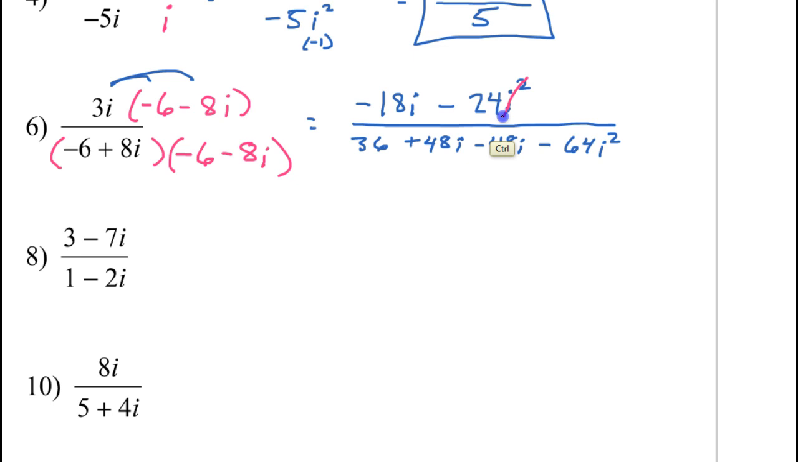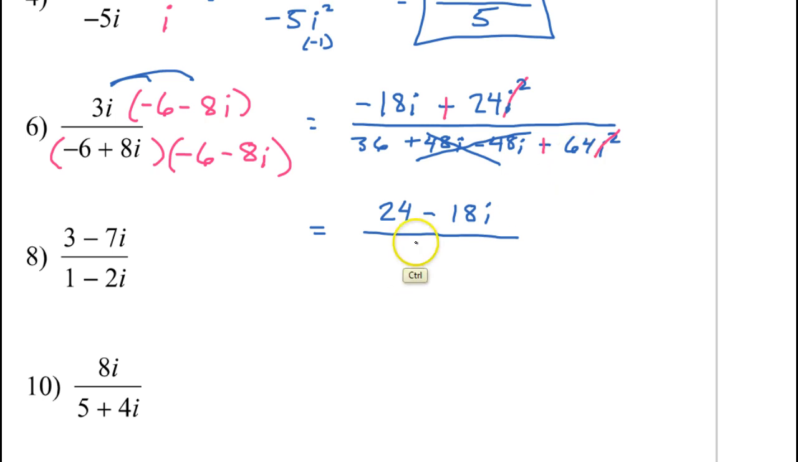Now watch out, because I see i squared, and i squared is negative 1. So if this is really a negative 1, then that's going to turn this into a positive 24 with no i's. Negative 64 times negative 1 is going to be positive 64 with no i's. Okay, so these are positives now. So combining like terms, I'm going to put the positive 24 in front like you do. So 24 minus 18i, that's our standard form. Down here, the positive 48i and the negative 48i are going to cancel each other out. Now I have 36 plus 64.